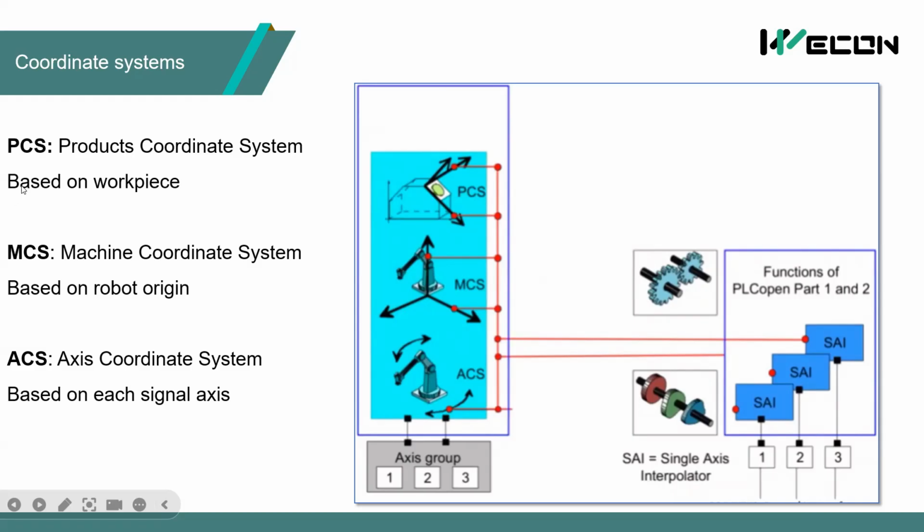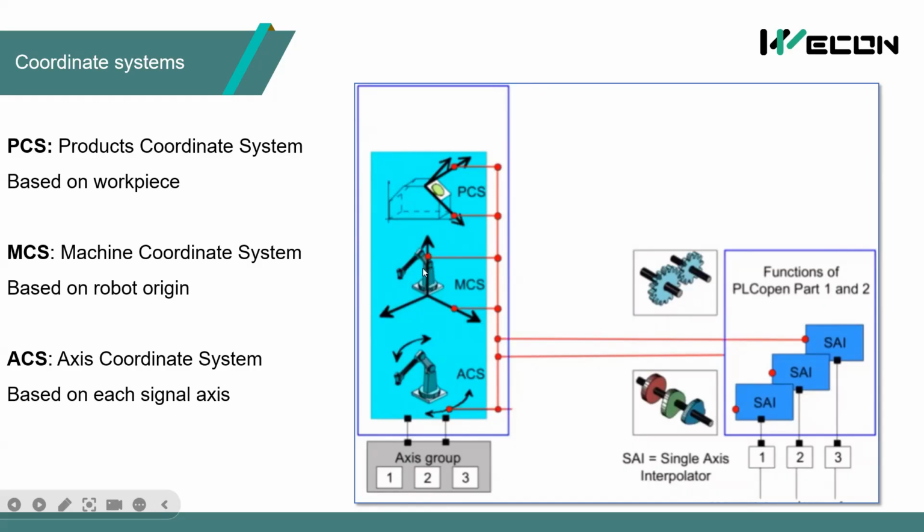This system is based on the workpiece, like in this picture. It means the X, Y, Z directions depend on the workpiece. Here we need to use some function blocks to set this workpiece. And MCS is the machine coordinate system. This is based on the robot's zero origin position.